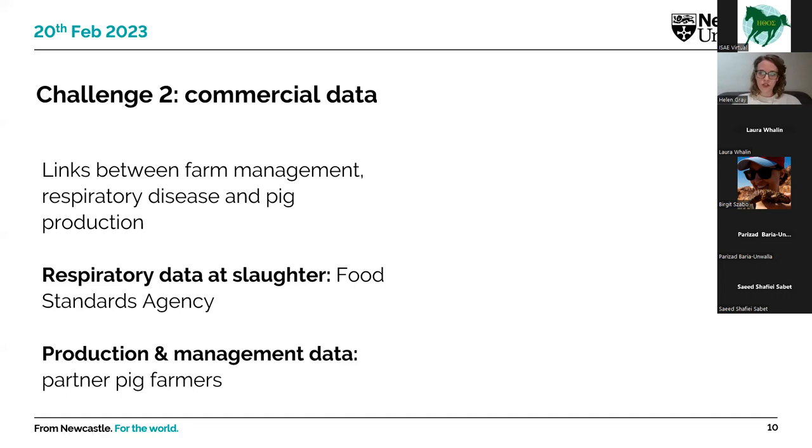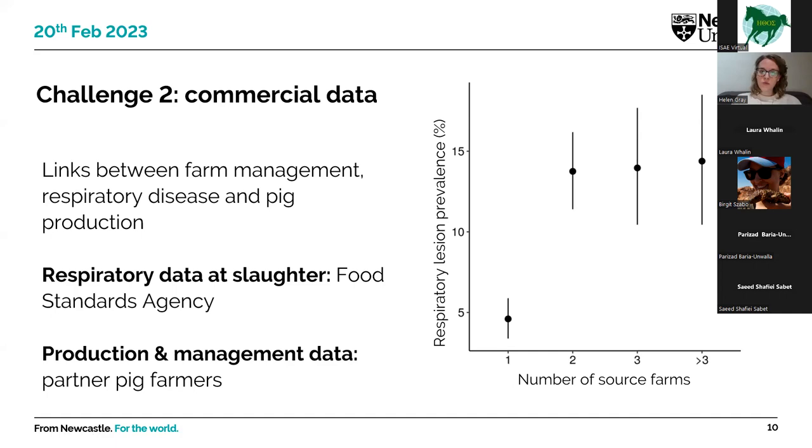One of our main findings here was that pig producers that got their pigs from more than one source farm, so on the x-axis here we have the number of farms that producers have bought pigs in from, and on the y-axis the respiratory lesion prevalence, you can see that in cases where producers buy their pigs in from more than one farm, we have much higher prevalence of respiratory disease lesions at slaughter.